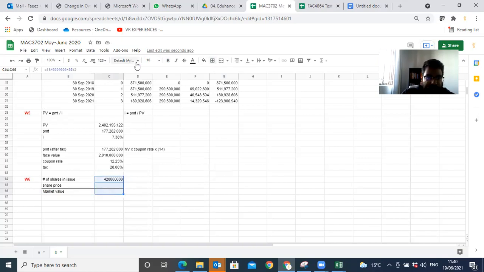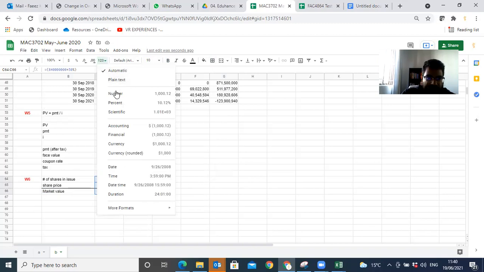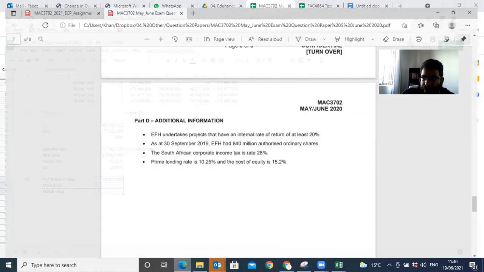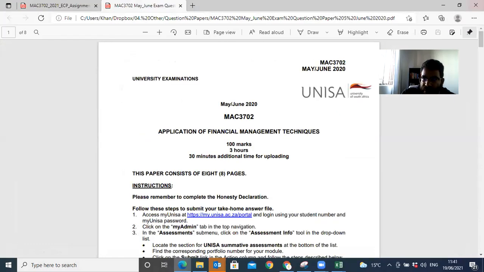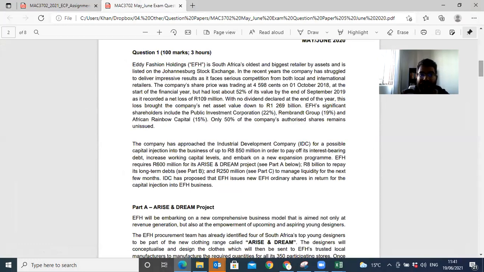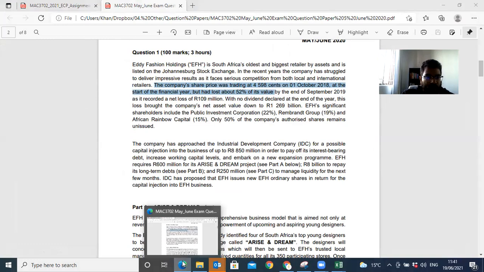Now I'm going to just go fetch the share price. The share price was given somewhere in the scenario in the introduction. So that is why I want to highlight this in an exam. So remember, they tell you the company share price was trading at 598 on 1 October 2018, at the start of the financial year, but it lost 52% by the end of September 2019. Okay, so now I can go work that out.